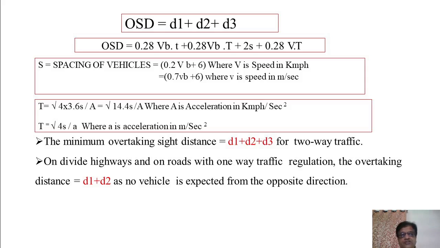Minimum overtaking sight distance is d1 plus d2 plus d3 for two-way traffic. On divided highways and on roads with one-way traffic, the overtaking sight distance is d1 plus d2, as there is no vehicle coming from the opposite direction.